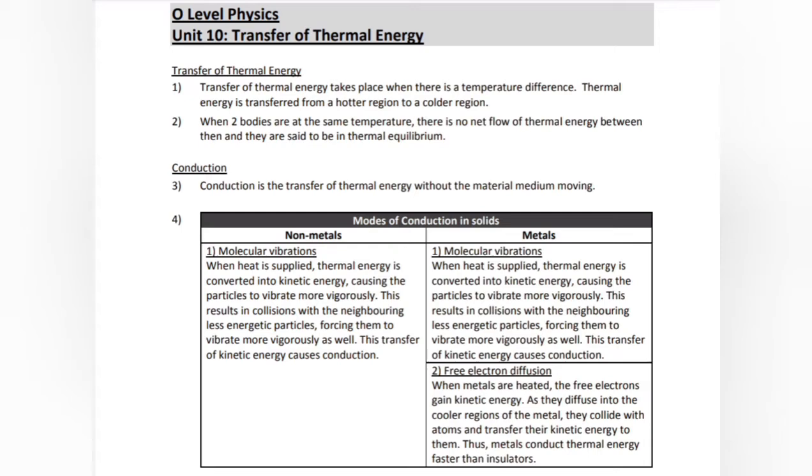2. When two bodies are at the same temperature, there is no net flow of thermal energy between them and they are said to be in thermal equilibrium. Conduction. 3. Conduction is the transfer of thermal energy without the material medium moving.